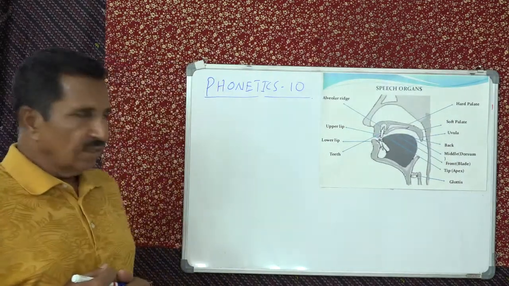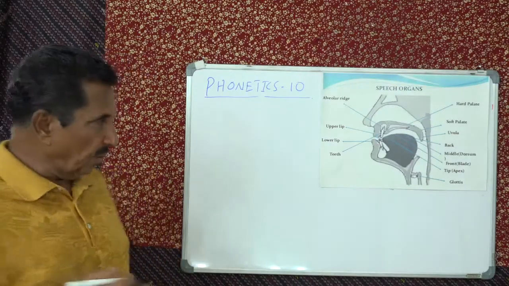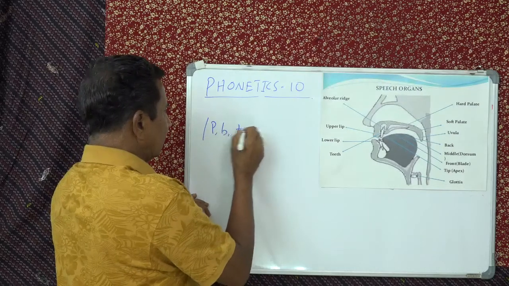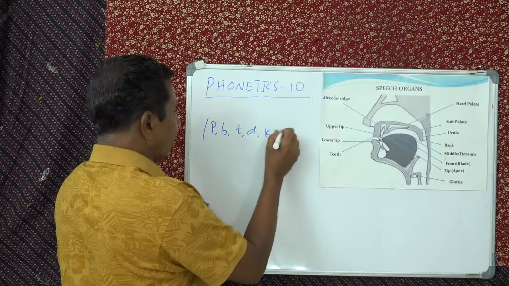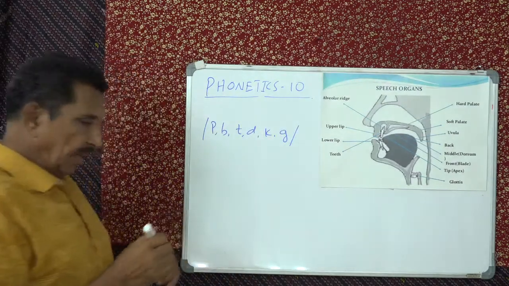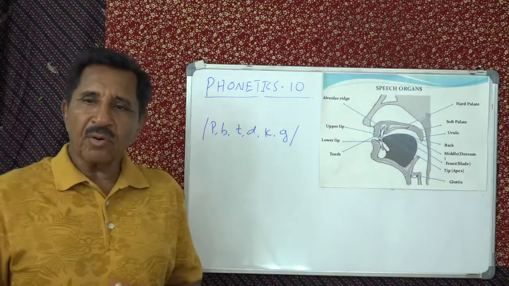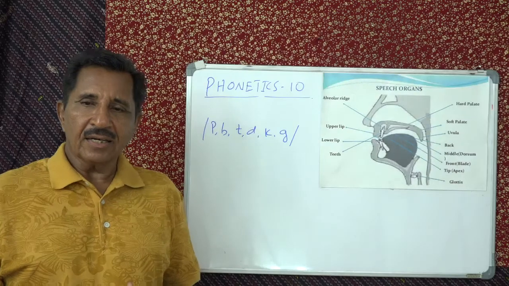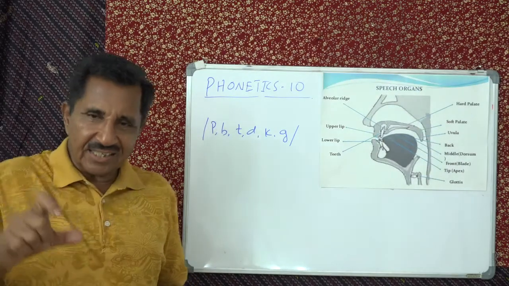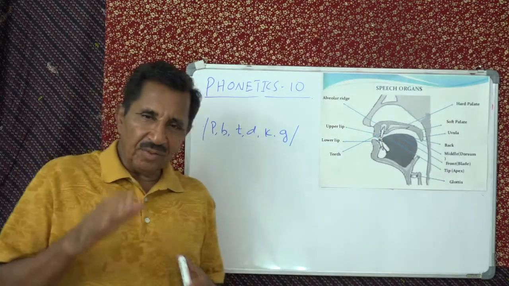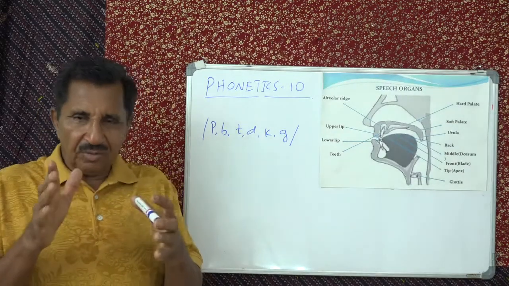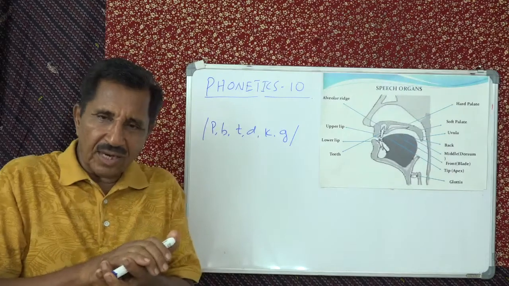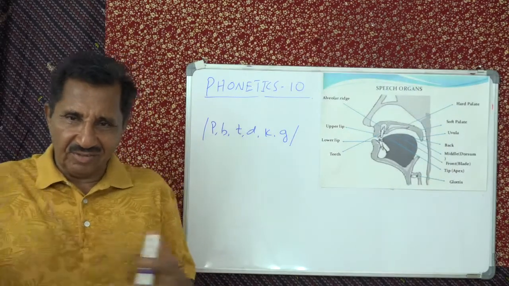Yes. First, do you remember the first group? First group, P, B, T, D, K, and G, isn't it? They are plosives because you hear a plosion sound. P, B, T, D, K, G. And the structure means how the passage is restricted, how the passage of air is modified. That is by complete closure and sudden release. Understand? That is what you hear.